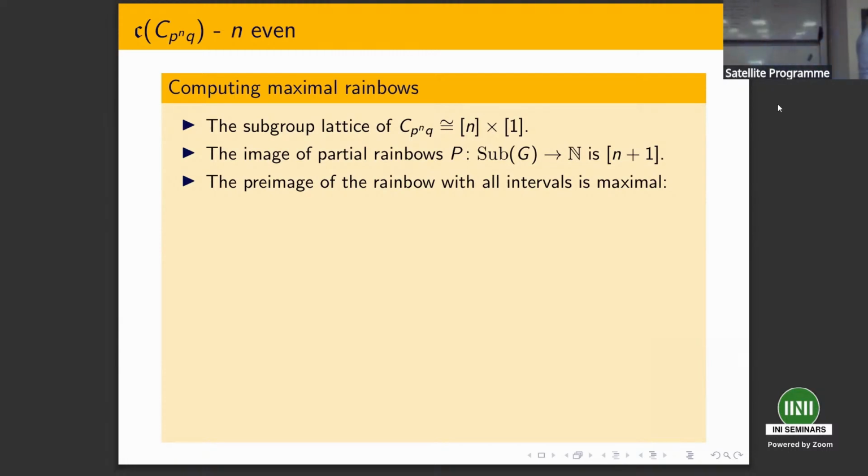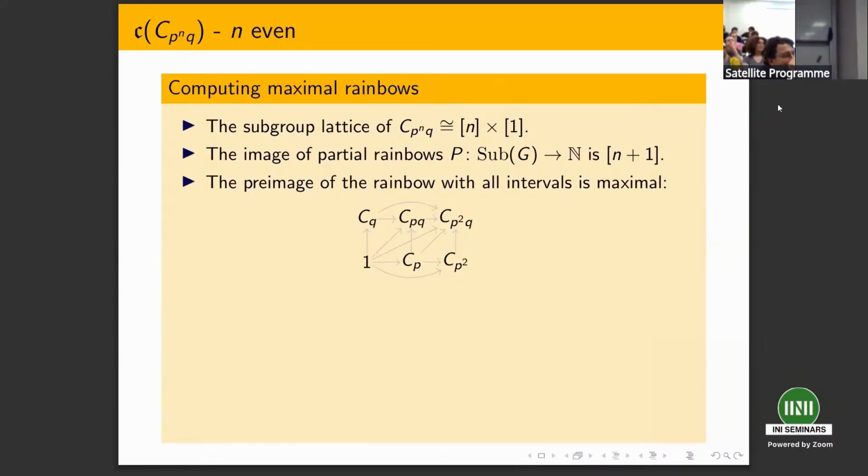And I'm saying here the pre-image of the rainbow with all intervals is maximal. This means nothing to no one, maybe aside from me. So let me see, let's show what I mean. So here's my example again of C_{p^2 q}.